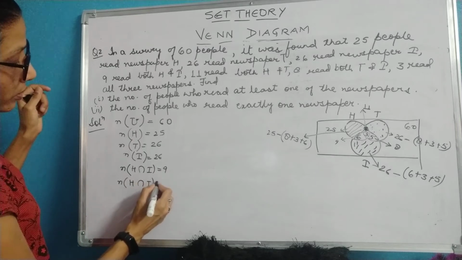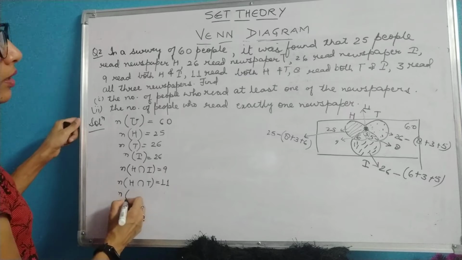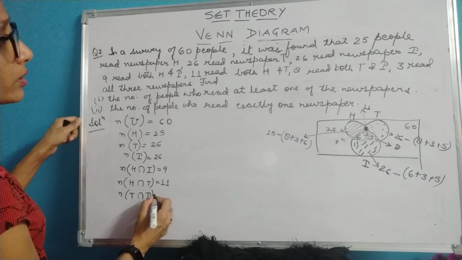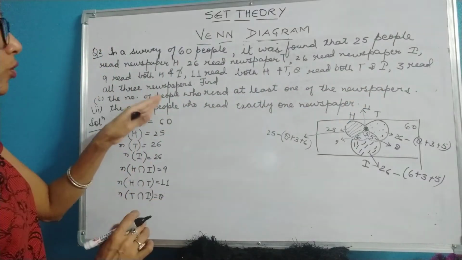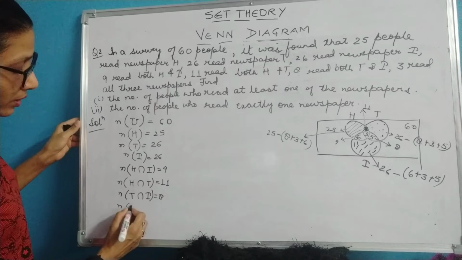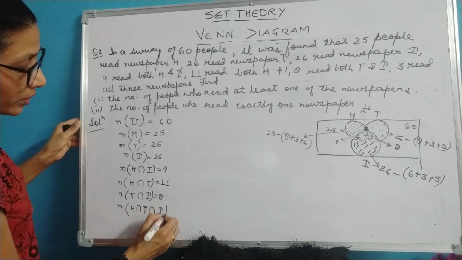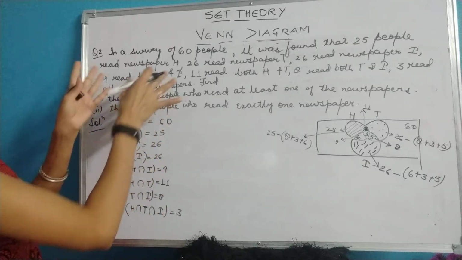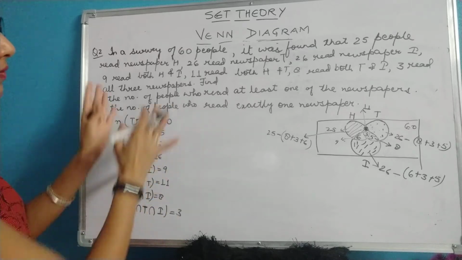Then 11 read both H and T, so the intersection is given as 11. And T and I intersection, which is given as 8. Now it is given that 3 read all the 3 newspapers. That means H intersection T intersection I is given to you as 3. So these are all the things which are given in the question.